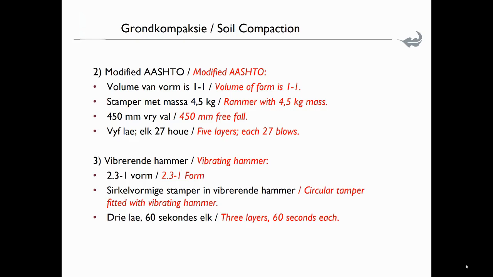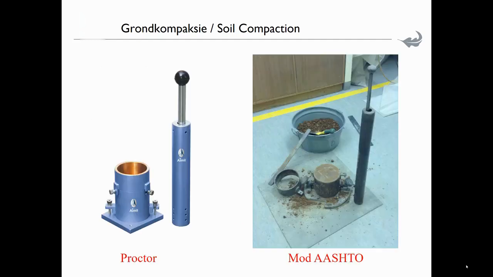Then the vibrating hammer has a form of 2.3 liter. It is a circular tamper fitted with a vibrating hammer. We compact in 3 layers, and each layer is compacted for 60 seconds.